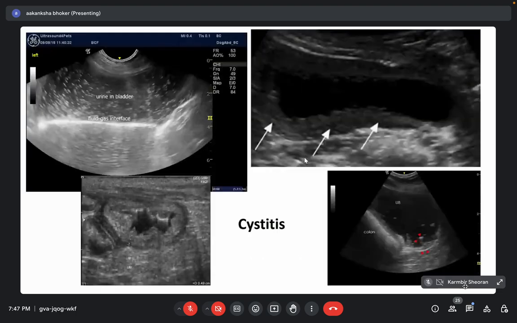Any thickening in the wall, as we can see here, then we can expect the case to be cystitis. In cystitis, apart from bladder wall thickening, we can see the presence of turbid urine. Here we can see the near wall is echogenic, which is associated with emphysematous cystitis. Then we can also see some floating particulate matter.